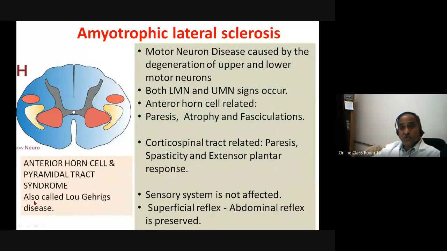And this goes with the name of that baseball player, Gehrig. This is also known as Lou Gehrig's disease. Lou Gehrig is a baseball player. He died of this amyotrophic lateral sclerosis, and the disease is named after him. He's an American baseball player.